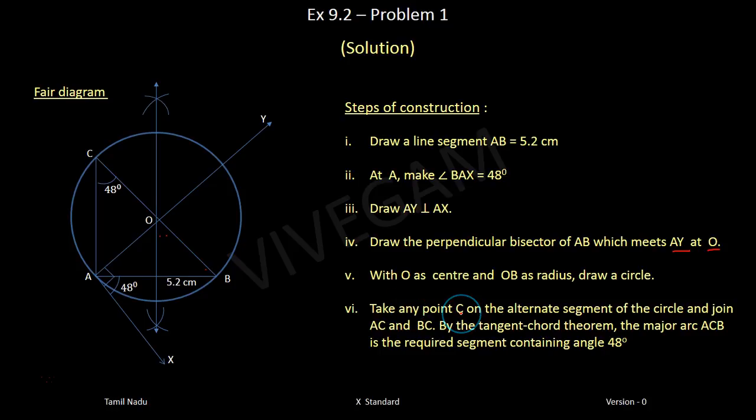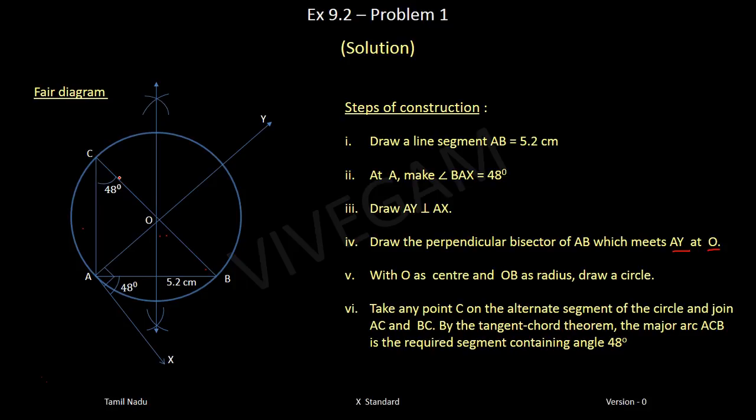Take any point C on the alternate segment. This is a chord AB. This is the segment contained by the chord, and this is the alternate segment. So take any point in this alternate segment and join that point to A and B. Let's name that point C, and you join A to C and B to C.